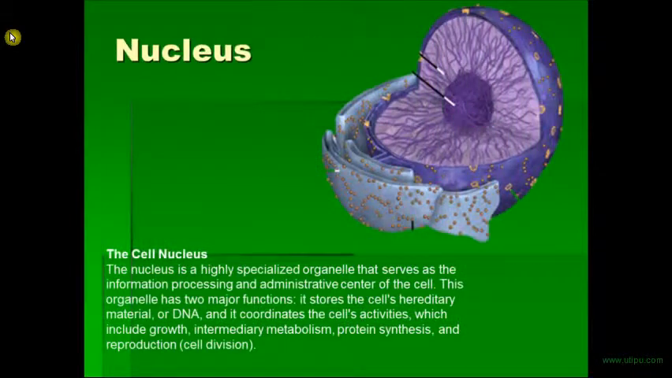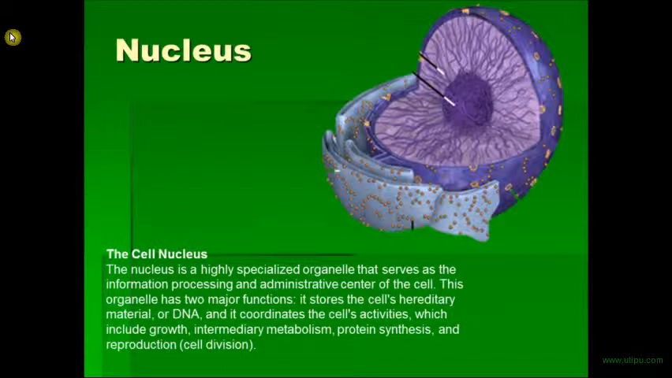The nucleus. The nucleus is a highly specialized organelle that serves as the information processing and administrative center of the cell. This is where DNA, hereditary material, and chromosomes are found. This is where protein synthesis and reproduction actually takes place as well. In your notes, you're going to notice I've already typed that in for you. All you have to do is put in the nucleus.